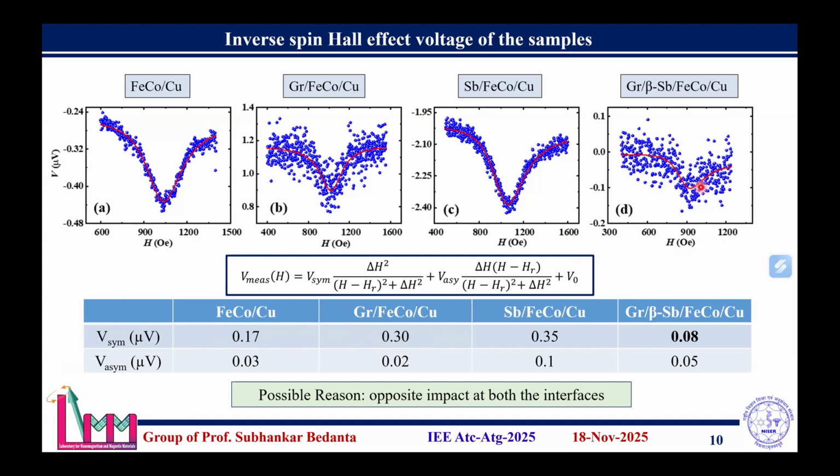One possible reason we are speculating is the opposite impact happening at these two interfaces, like the beta antimony FeCo as well as FeCo copper interfaces. Probably an opposite impact is happening, which is cancelling the net voltage, which is the net transverse voltage.